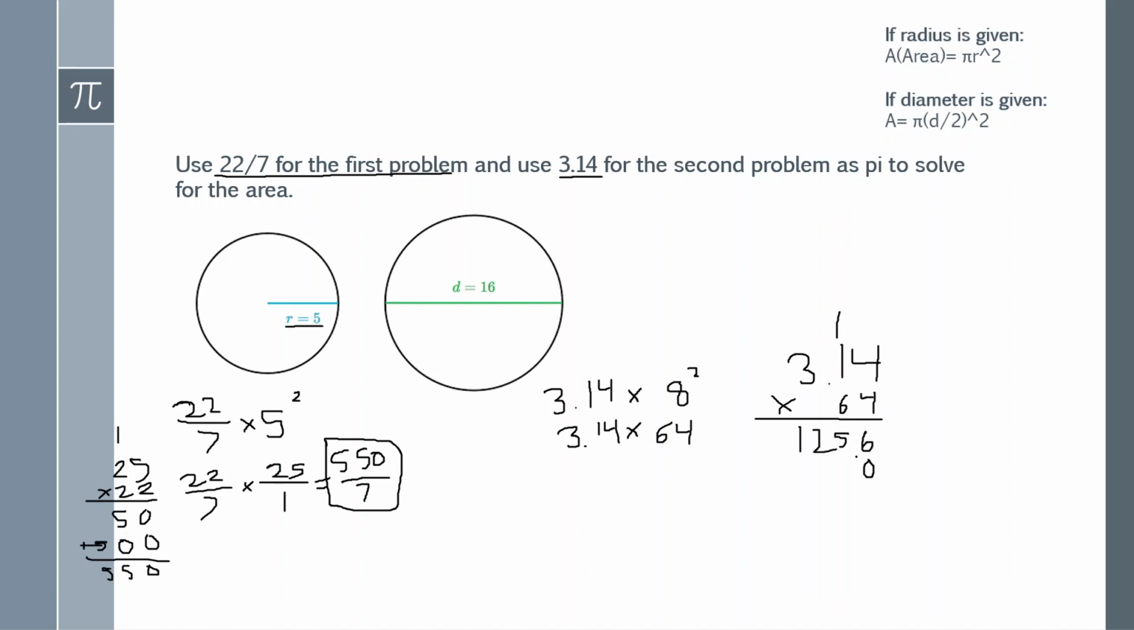0, and then 6 times 4 is 24. 6 times 1 is 6, plus 2 is 8. Then 6 times 3 is 18. Now we can add, and we'd get 200.96.